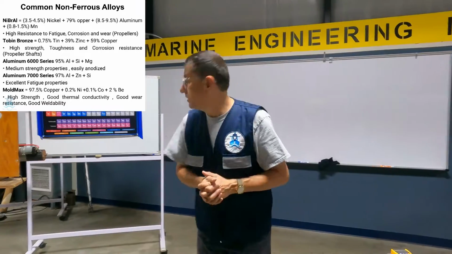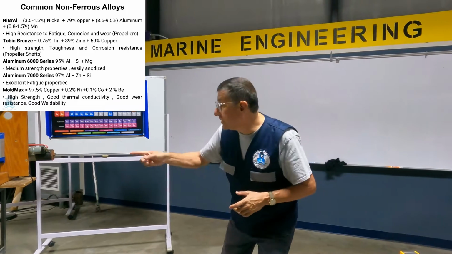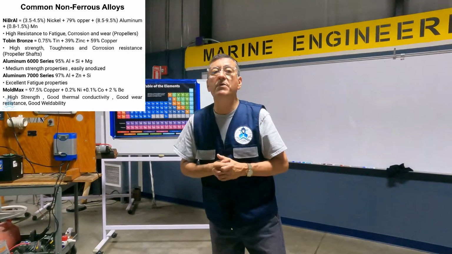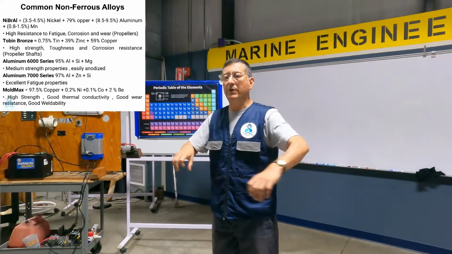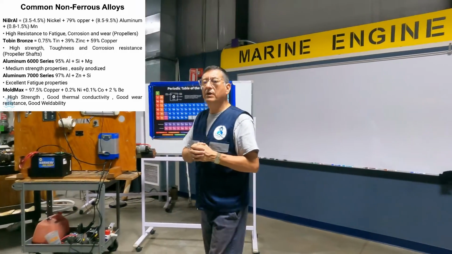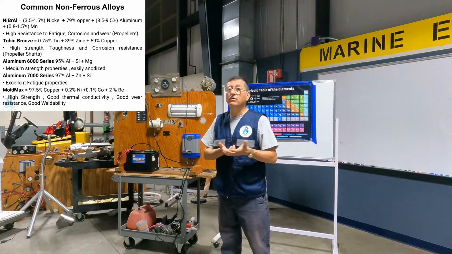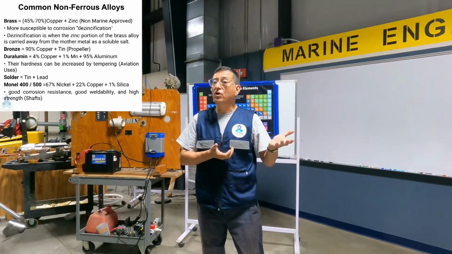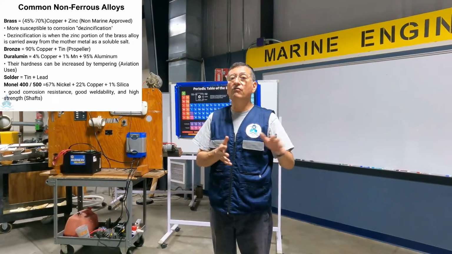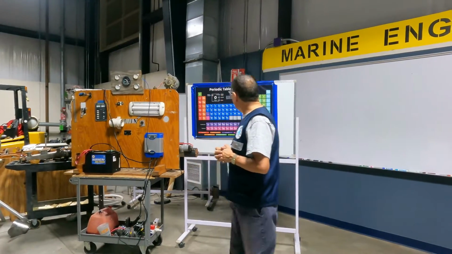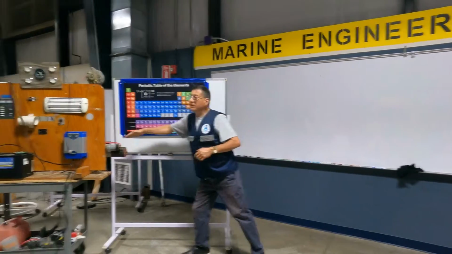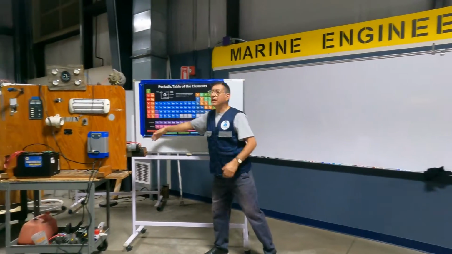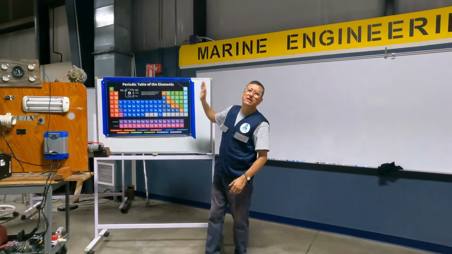Non-ferrous. What is the alloy of the propellers, the inboard propellers? Nibral. What is the name of the alloy for the shaft of the propellers? You remember? Aqualloy 17. Tobin bronze, naval bronze. Those are non-ferrous alloys. Remember that the periodic table is divided in this section. Those elements are metals, and those non-metals.